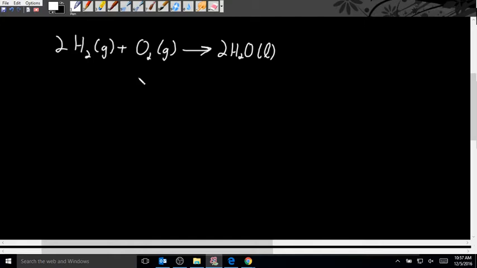So let's say that I have 9 liters of H2. And I want to know what volume of oxygen gas do I need to react all 9 liters of H2. All right. So that's my X. That's my Y. So starting off with, write down what we have, which is 9 liters.